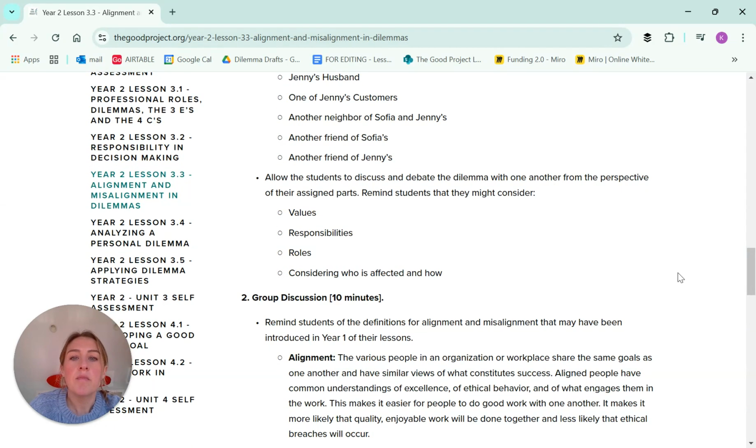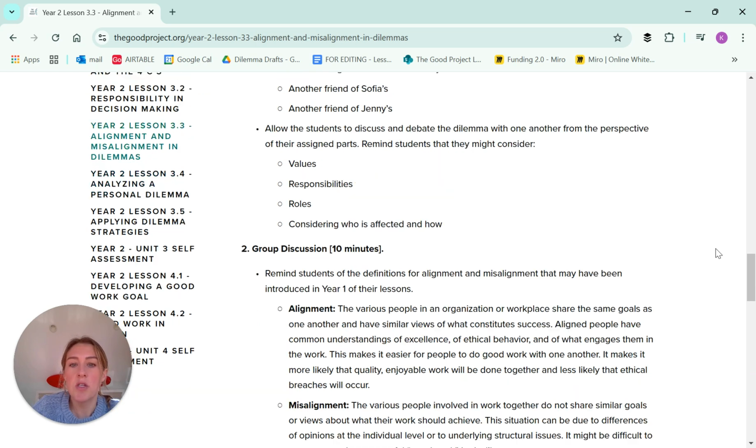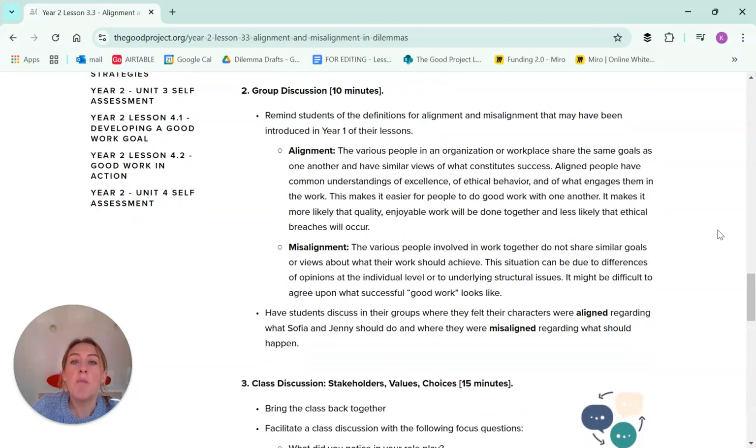And then you're going to allow the students to discuss and debate the dilemma with one another from the perspective of their assigned part in relation to what's going on. And they can consider the values, responsibilities, roles, and who is affected and how when they're going through these discussions. You might want to take a moment also to remind the students of the definitions for alignment and misalignment that were introduced in year 1 of the lesson plan.